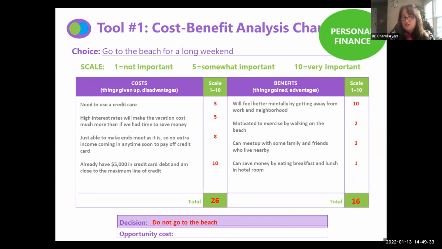The opportunity cost, what it costs me to not go to the beach, is the highest scoring benefit which I'm giving up by not going, which happens to be the 10, this whole idea of feeling better, getting away from work in the neighborhood. So then I always put this in: what's the next step? Okay, we're not going to the beach, but now let's go find a cheaper, but still fun alternative.